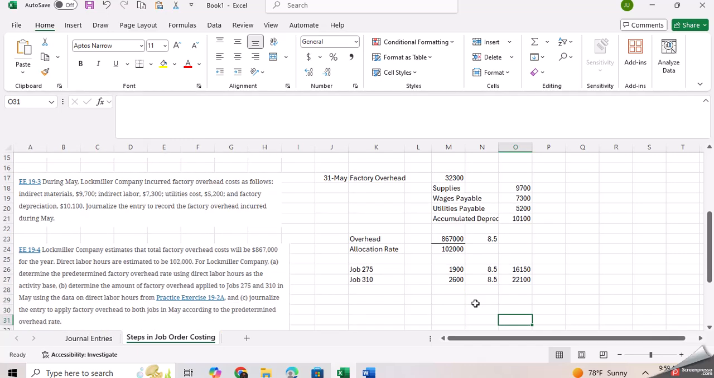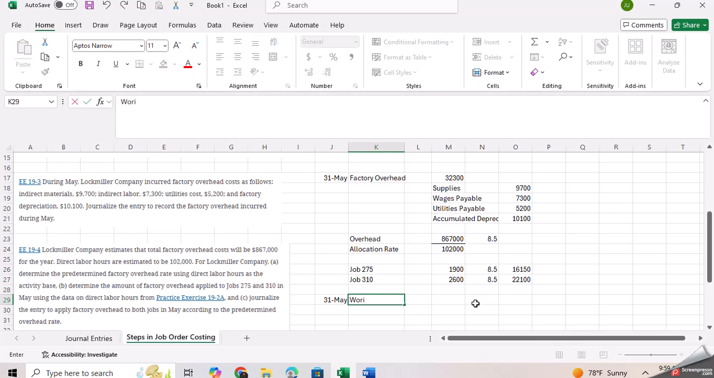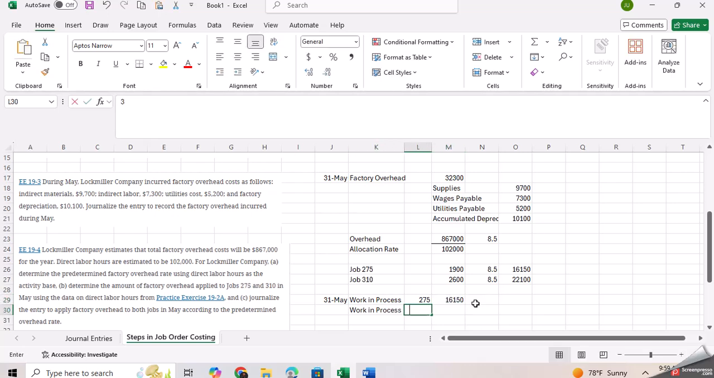Then they'd like us to journalize those. So then when we do the journal entry, we debit the work in process, 275, that's my job number, 16,150, work in process, 310 for 22,100. And then we credit our factory overhead.